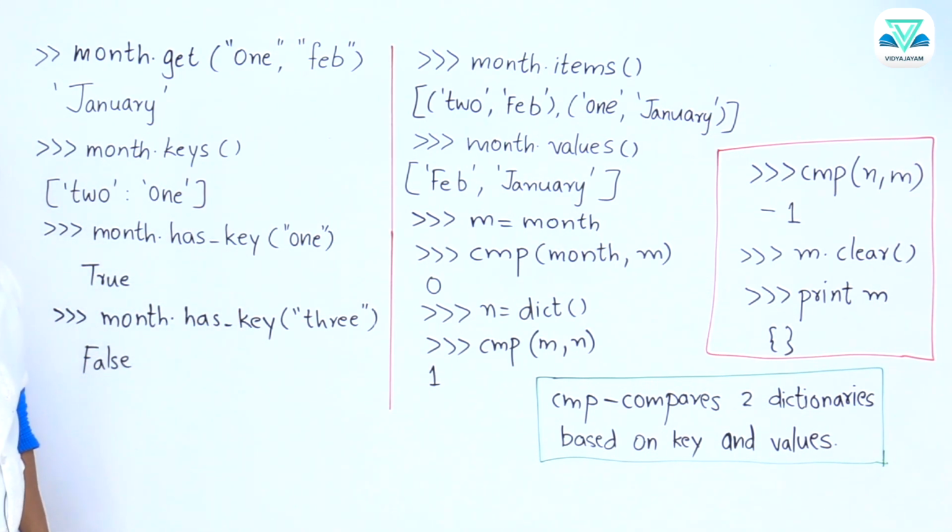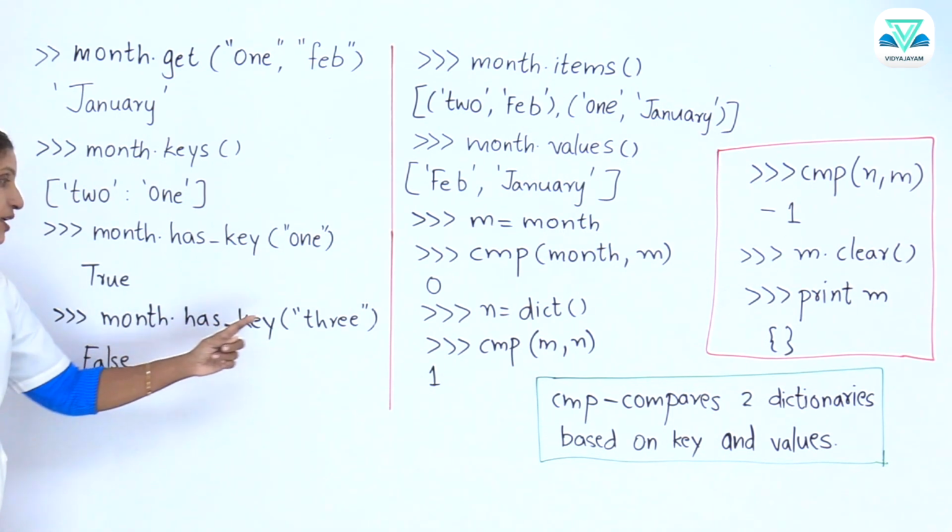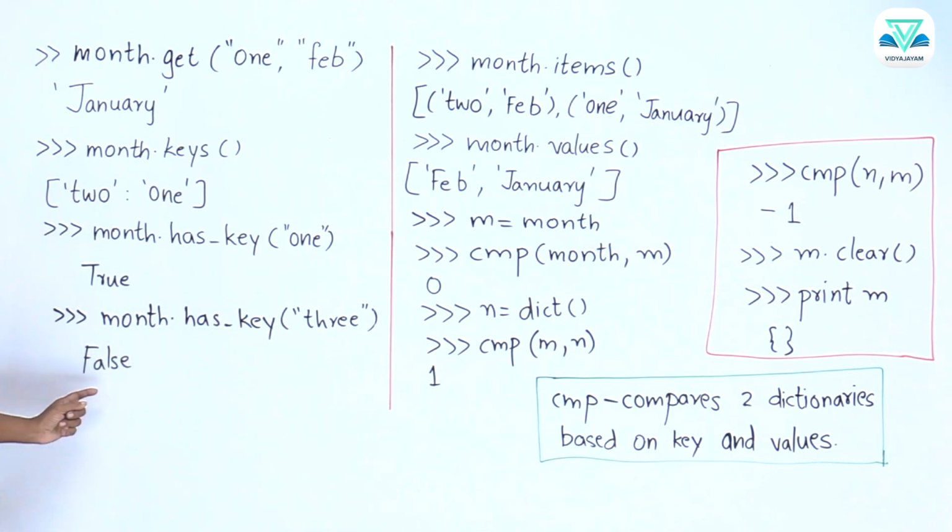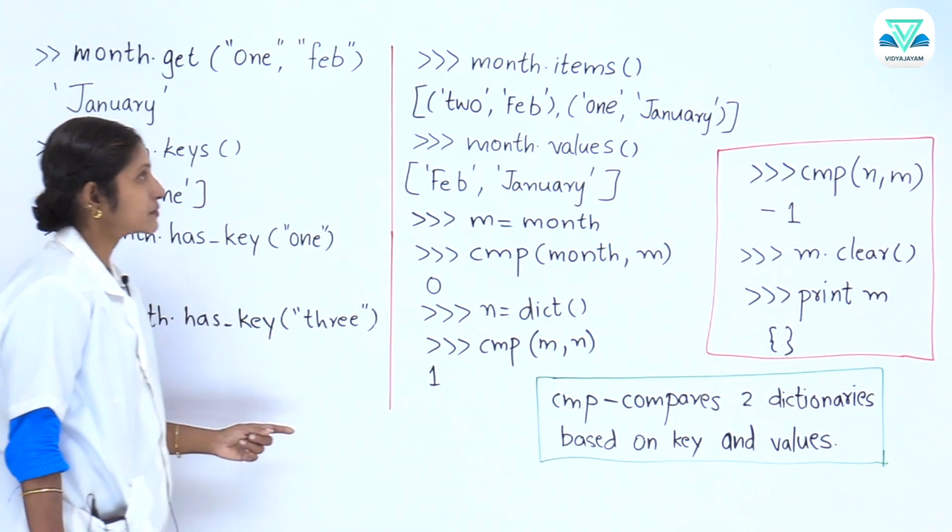Now month.keys will display the keys, that is 2 as well as 1 are our keys. Month.hasKey is a method which helps us to check whether this particular key is present or not. It will display true if it is present. Now here month.hasKey(3), 3 is not there, so it will display false.